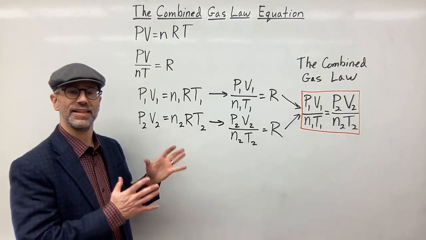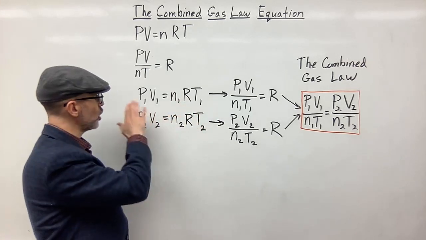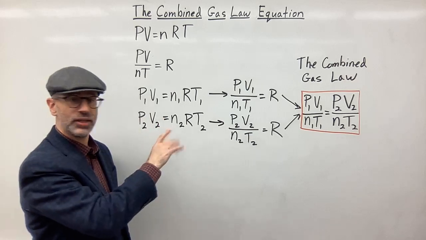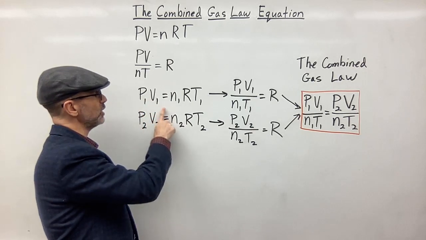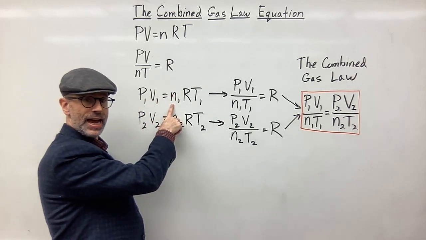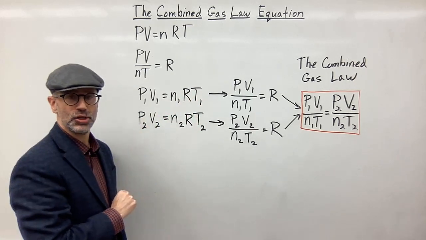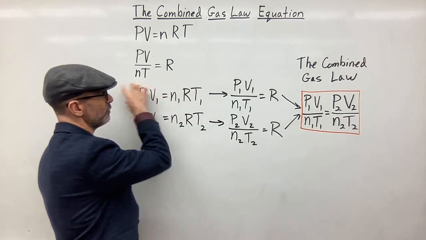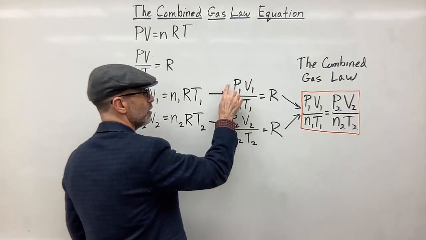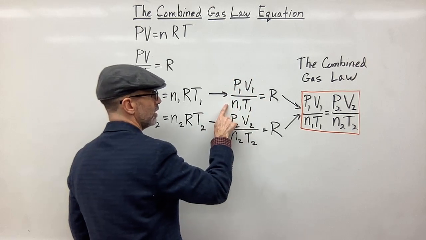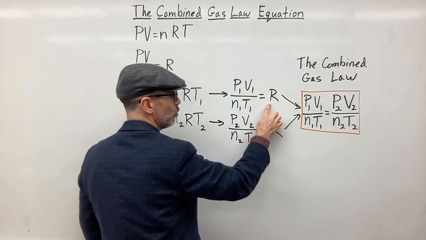We can see this in this way here. Let's say I started with one set of conditions. I have a certain pressure, a certain volume, and that's going to be equal to a certain amount of the gas multiplied by the ideal gas law constant multiplied by a certain temperature. So I've got my one set of conditions. If I rearrange this, then the pressure, the volume, the amount of gas, and the temperature, that should be equal to R.